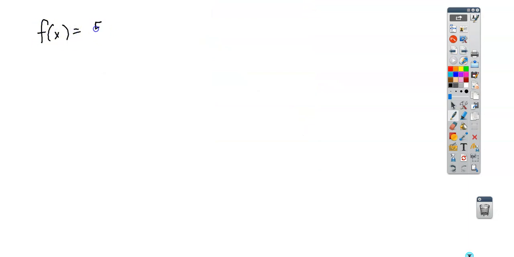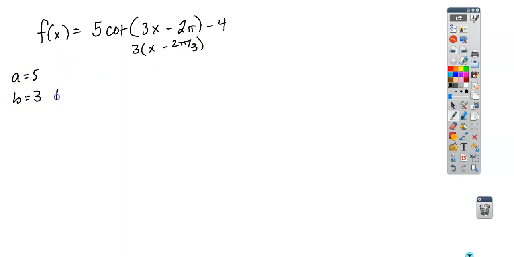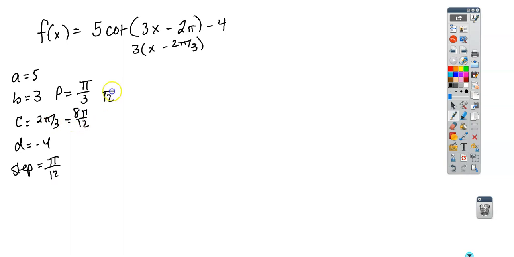f of x equals, let's do 5 cotan of 3x minus 2 pi, minus 4. If you want to pause this and try it, you could. I'm going to go ahead. Factor out my 3. I get minus 2 pi over 3. A is 5. B is 3. Now remember, the period for tan and cotan is only pi, so you're only taking pi divided by 3. My phase shift is 2 pi over 3 to the right, and I'm down 4. My step is 1/4 of my period, which would be pi over 12. So unfortunately, everybody needs to be put into 12ths.